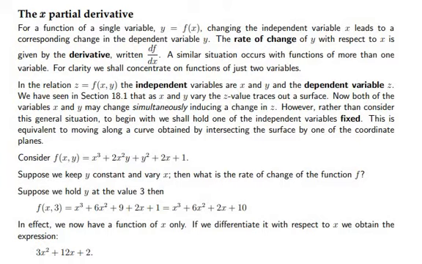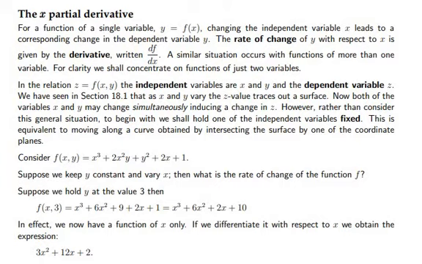So in this relation, z equal to f(x, y), the independent variables are x and y, and the dependent variable is z. Both of the variables x and y may change simultaneously, inducing a change in z. This is obvious. However, rather than consider this general situation, to begin with we shall hold one of the independent variables. This is equivalent to moving along the curve obtained by intersecting the surface with one of the coordinate planes.